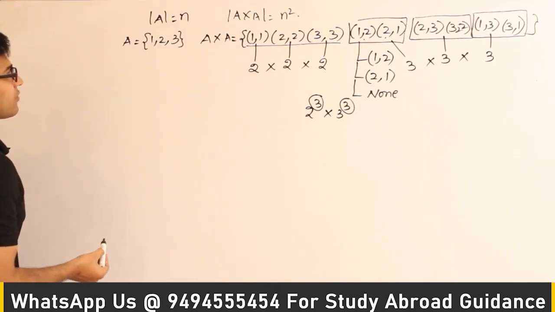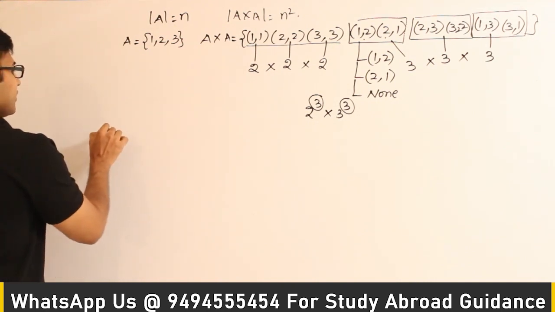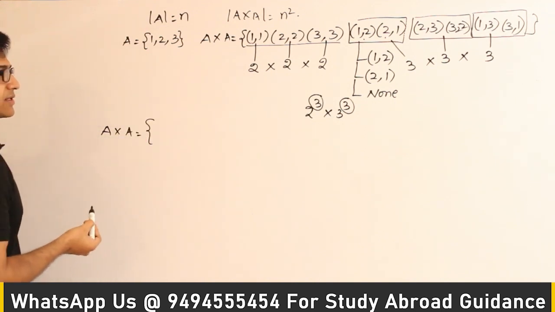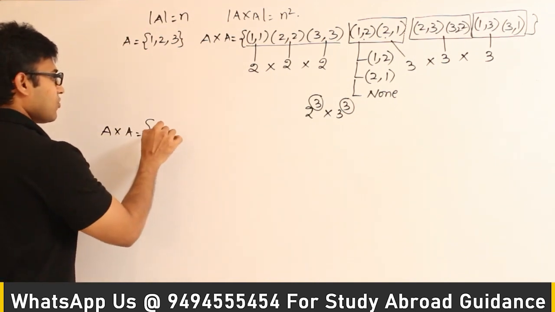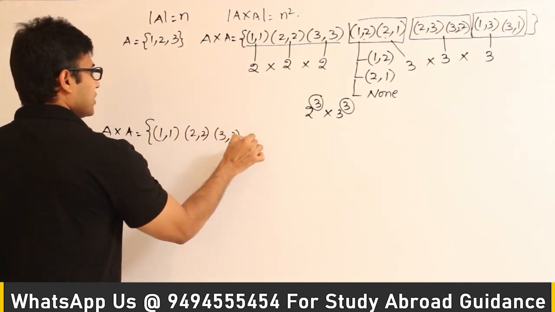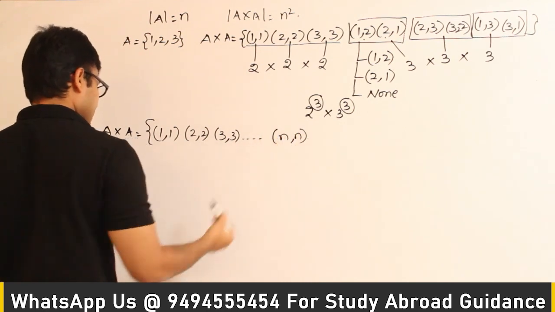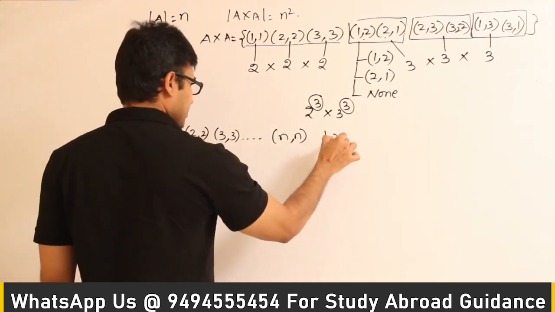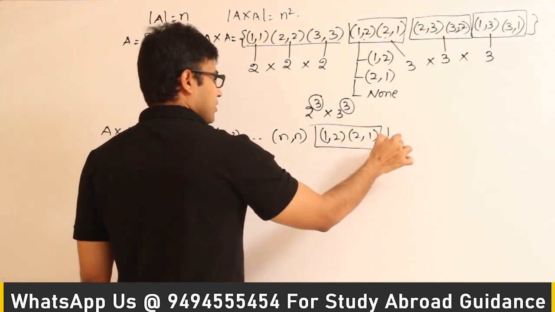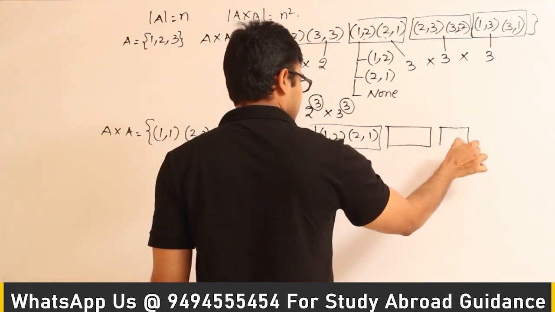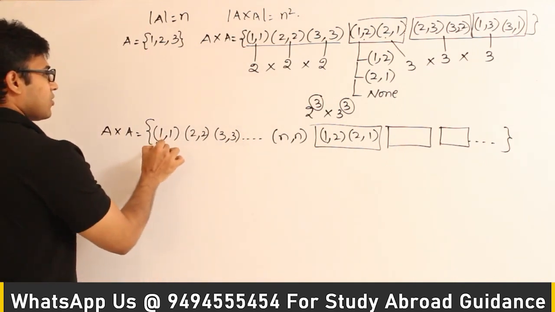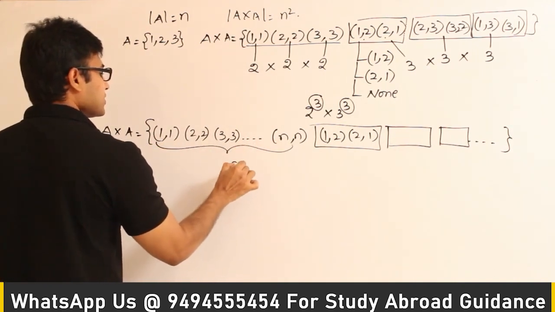So in case you have A with n elements, then A cross A will have many elements, not just 9 elements like this. It will have n square elements. Now what are all they? (1,1), (2,2), (3,3), and so on, (n,n). These are all the diagonal elements, and then we have non-diagonal pairs like this, (1,2), (2,1), right? We have non-diagonal pairs like this. Okay, now all these diagonal elements are going to give us 2 power n cases.